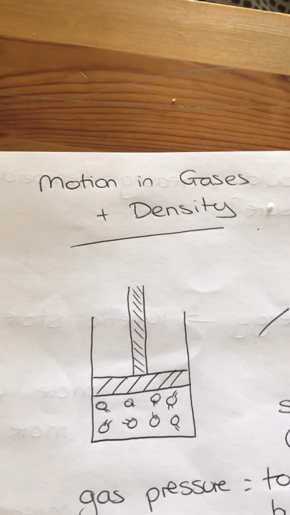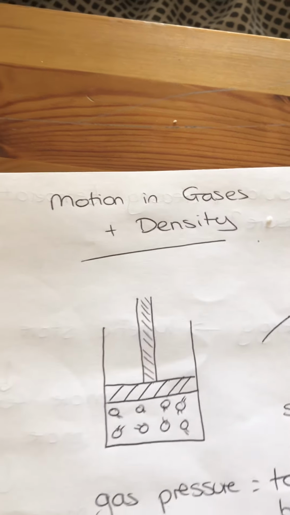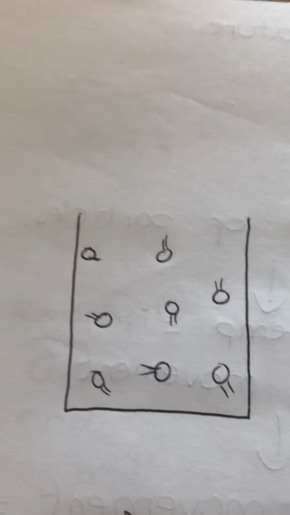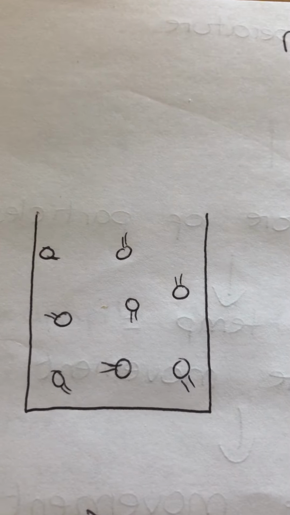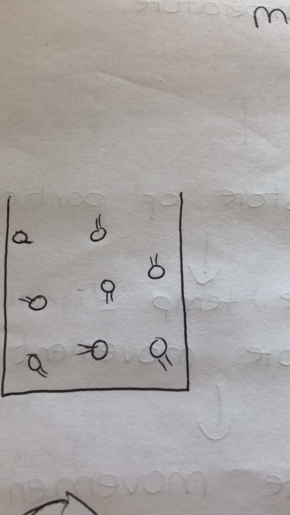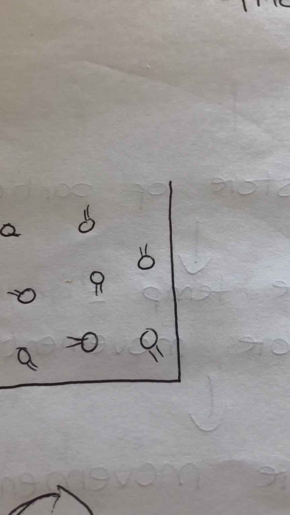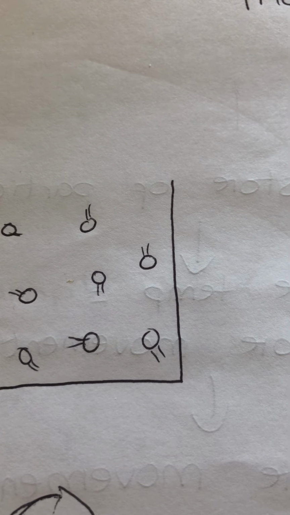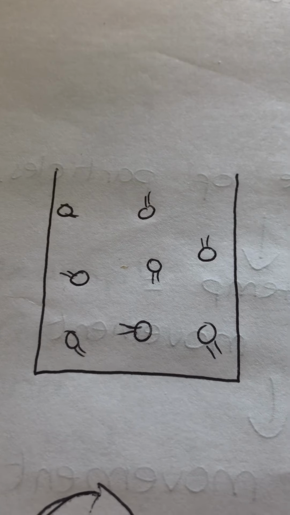So this is the last session for this week, and as it says there, it's on motion in gases and density. So we're going to start off by looking at this little diagram here. This is something that you should know. It is a typical particle model for a gas, where you've got the particles showing no bonds between them, showing that they are moving randomly. They've got lots of space. They're moving quite quickly, which is indicated by those little lines. And you should know what that means.